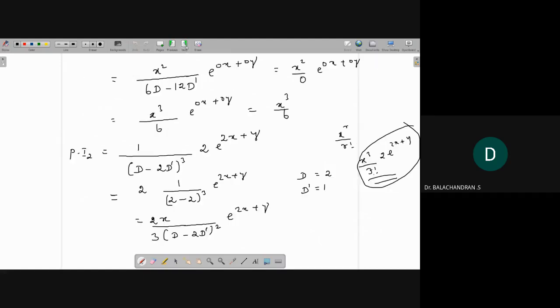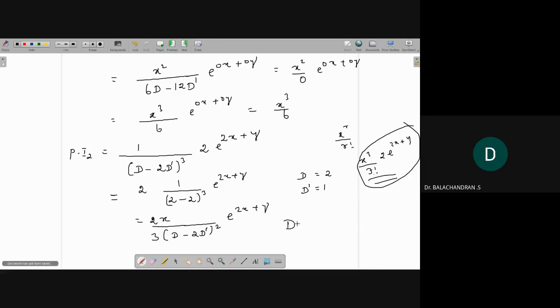Okay, I think we are discussing PI2. But I'm not using this result, I am doing it by the step method. If you differentiate with respect to d, you'll get what? First you are replacing d and d dash by 2 and 1. The denominator is 0. Again multiply the numerator by x. Differentiate the denominator with respect to d. So then you'll get 3 into d minus 2d dash whole square into e power 2x plus y.